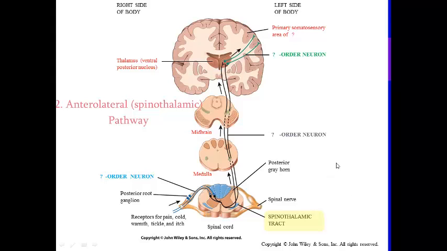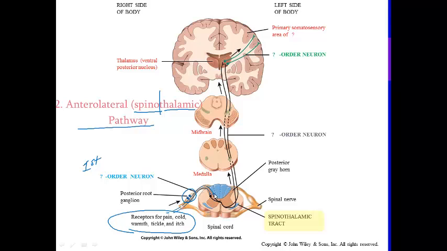Hi, let's continue with the sensory pathway. So over here, let's take a look at the anterolateral or spinothalamic pathway. If you see, you have receptors for pain or cold, for instance, those that sense all these different sensations, and they will send the message to the first order neuron. Okay, and don't forget, it travels through the posterior root ganglion.